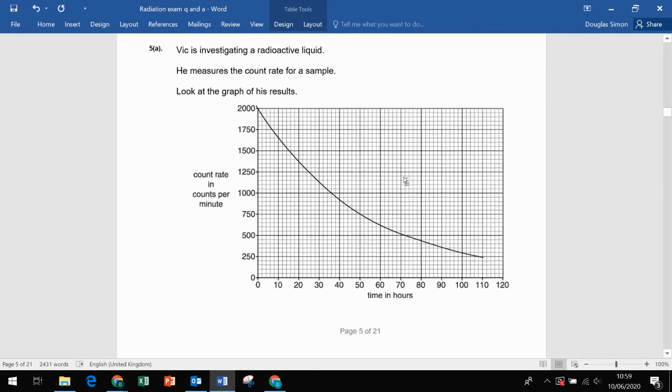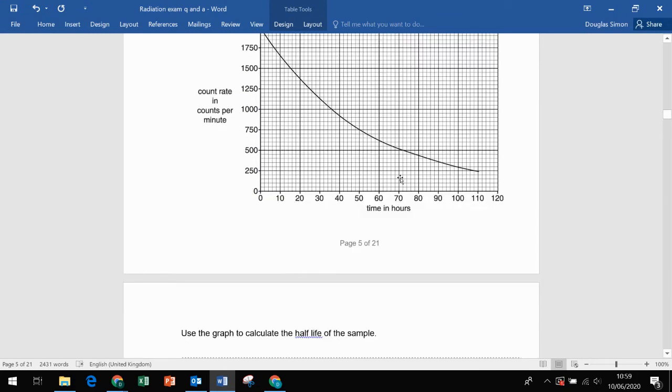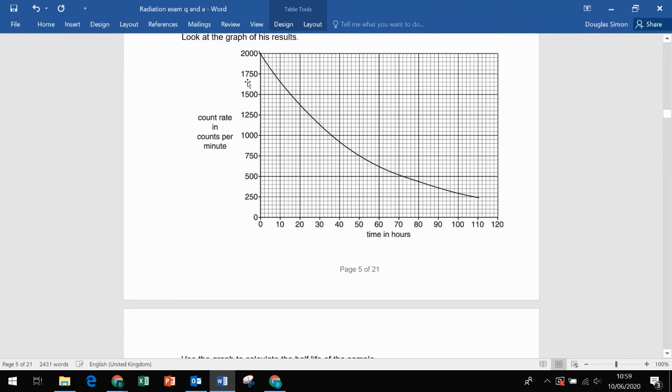5A, let's zoom out a little bit. Vic is investigating a radioactive liquid. He measures the count rate for a sample. Look at the graph of his results. Use the graph to calculate the half-life of the sample.